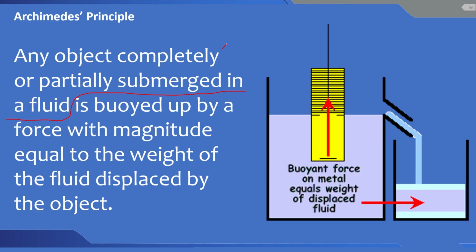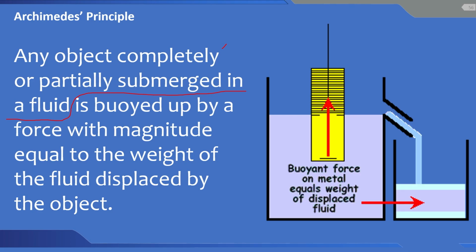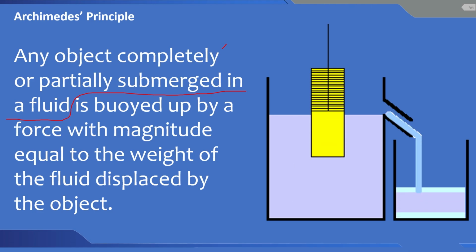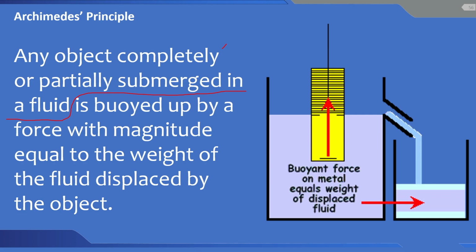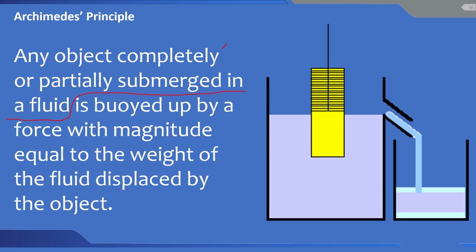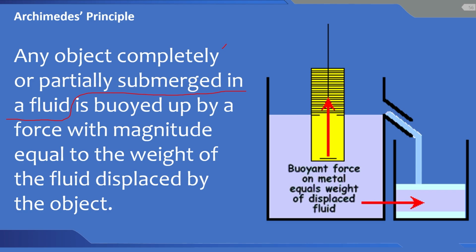In the first statement, any object completely or partially submerged in a fluid, this part of the statement applies to any object regardless of its shape, size or density, as long as it is placed in a fluid. And while in fluid, the object can be either completely submerged, like a stone in water, or partially submerged, like a boat floating on water.